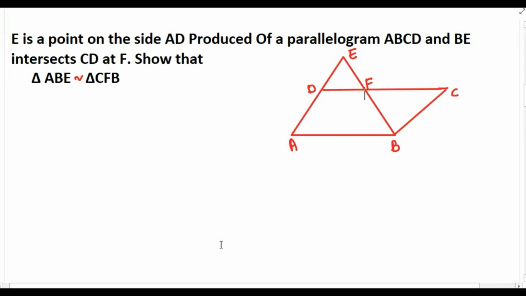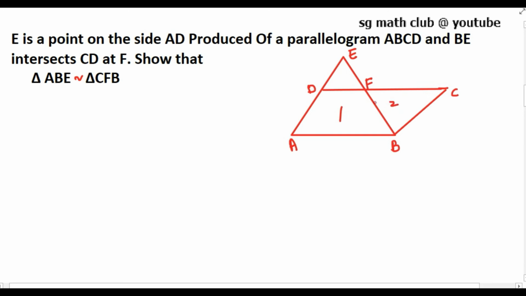E is a point on the side AD produced of a parallelogram ABCD. You can see ABCD is a parallelogram, and BE and CD, they intersect at the point F. We need to show that triangle ABE is similar to triangle CFB. So ABE means this big triangle ABE is similar to triangle CFB. This we need to prove.